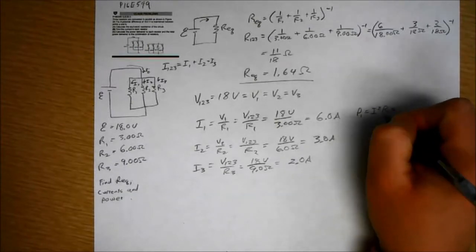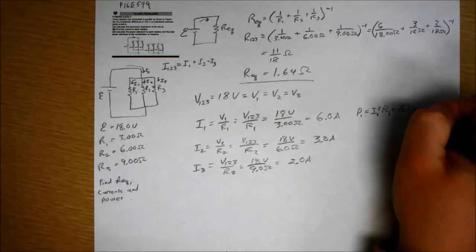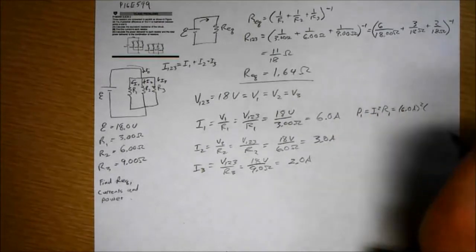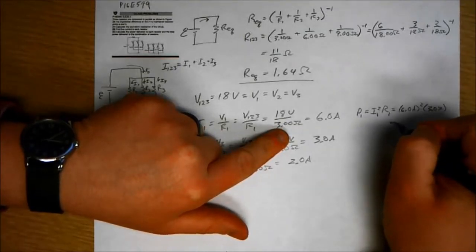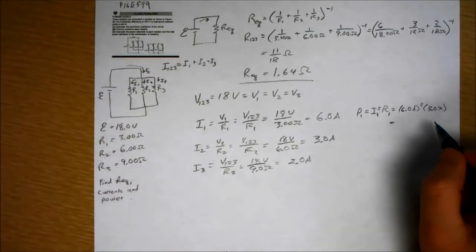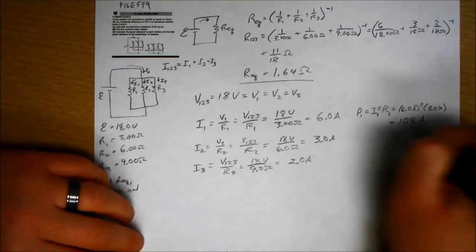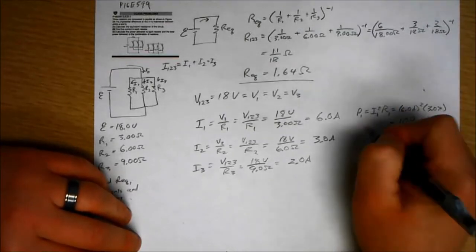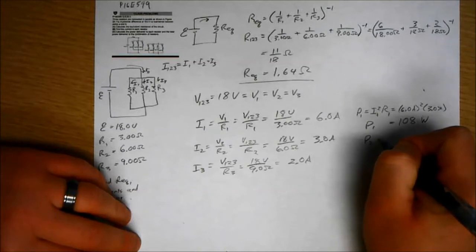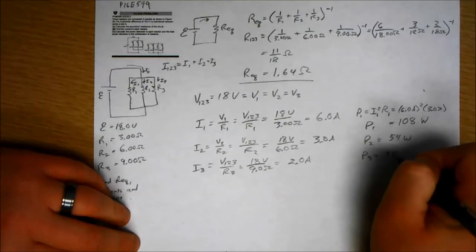So we're looking for the power through the first resistor. It's I1 squared times R1. So that is 6 amps squared times 3 ohms. So that would be what, 36 times 3, that's 108. Oh, excuse me, not amps. This is in units of watts, because this is power. And if you do the same with the others, you get 54 watts, 36 watts.